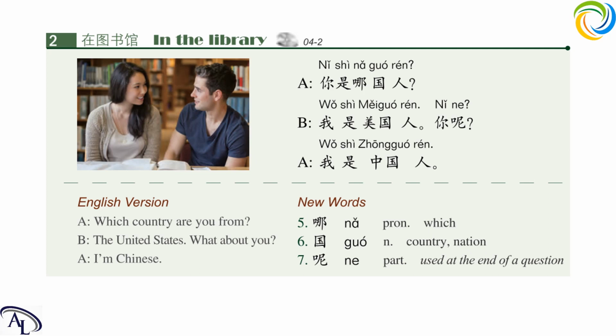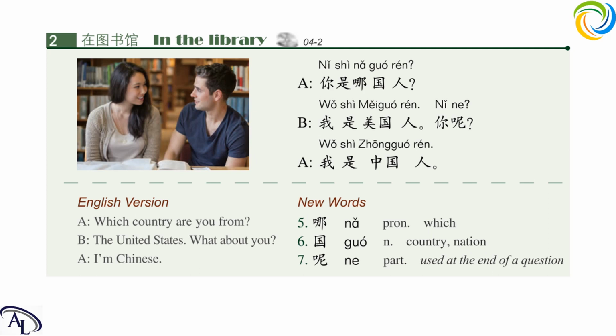I'm going to read it and please listen carefully. 你是哪国人? 我是美国人. 你呢? 我是中国人. Okay, let's see. First sentence. 你是哪国人? We just learned it means where are you from? 你 is the subject of this whole sentence and 是 is the verb and 哪国人 is the object for the verb and this part is the predicate of this whole sentence. 你是哪国人? Which country are you from?